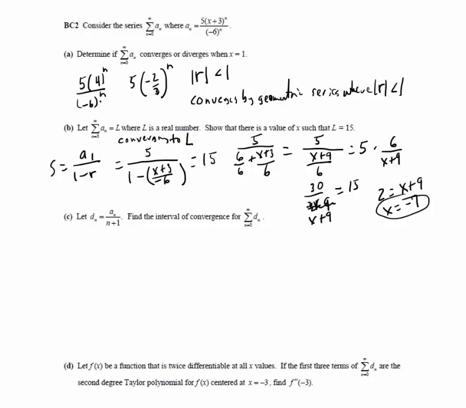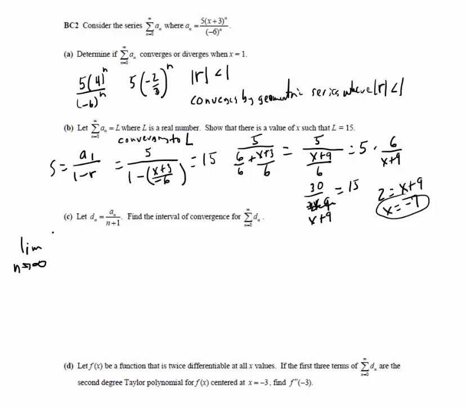All right, so remember the geometric series is the only one where this sum can actually equal a number. And this is the formula. All right, so let d_n be equal to a_n over n plus 1, find the interval of convergence. When they ask you to find the interval of convergence, they're talking about the ratio test here. We always start off the ratio test with the limit as n goes to infinity. Again, this is on your cheat sheet.